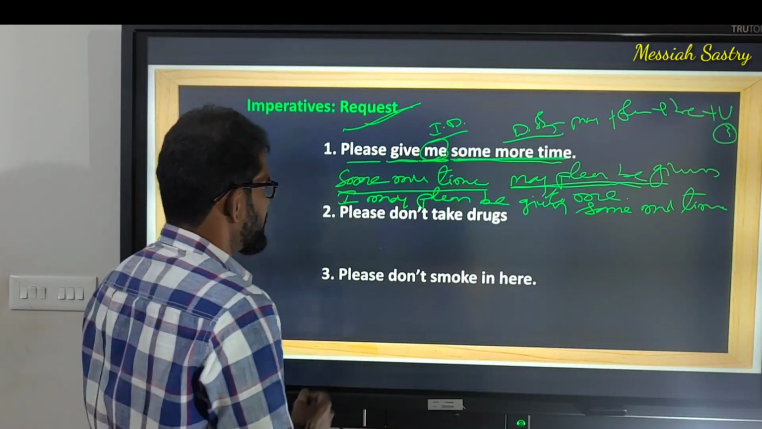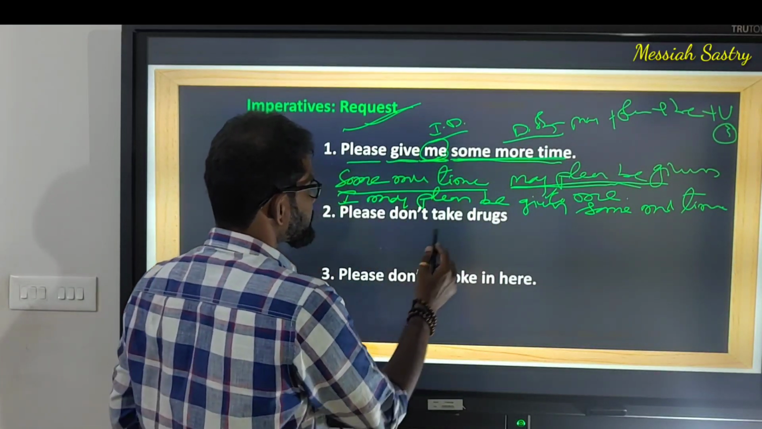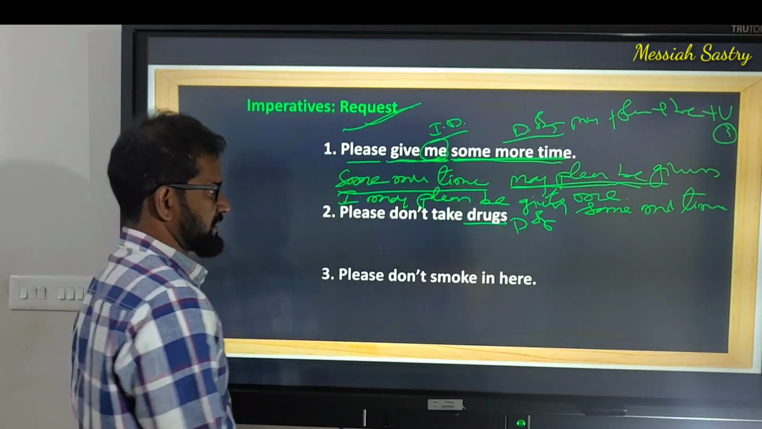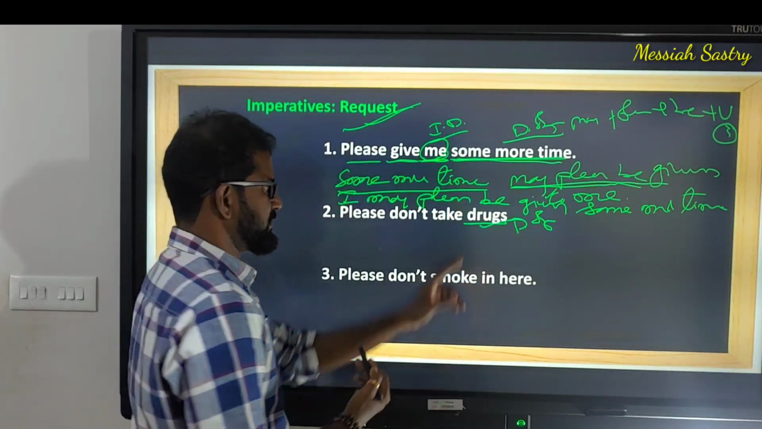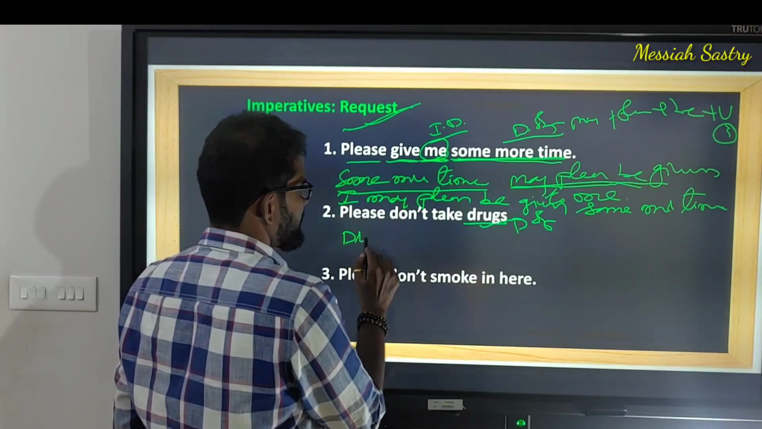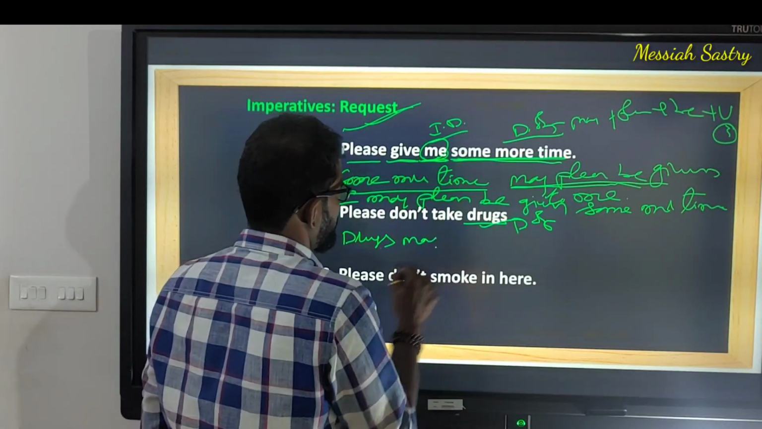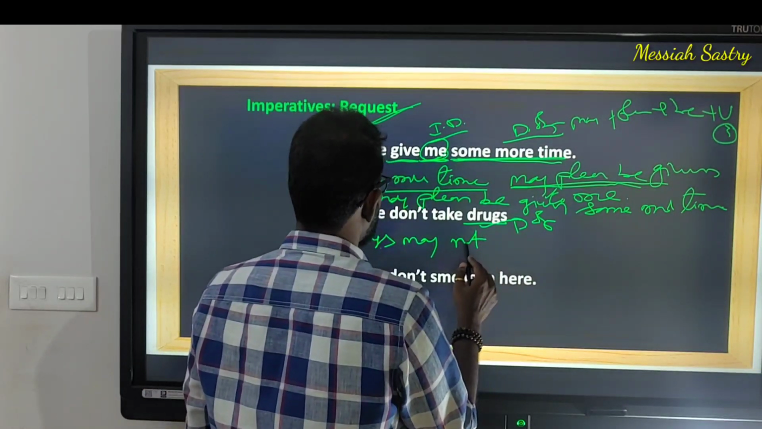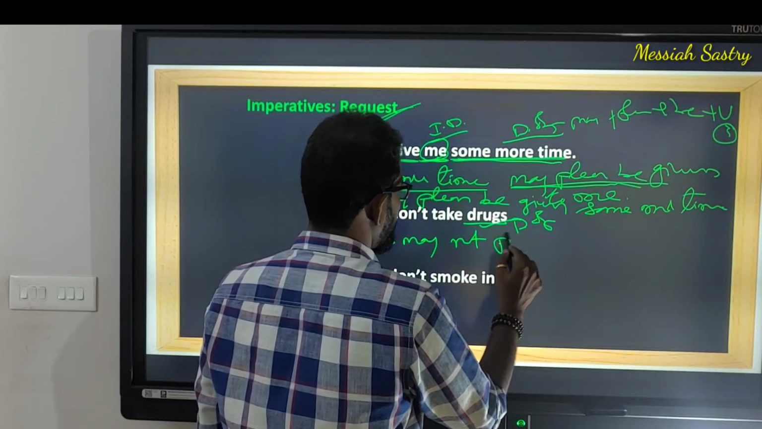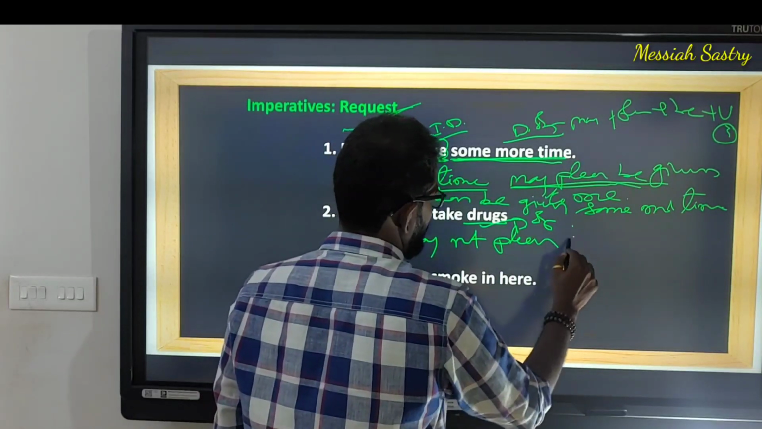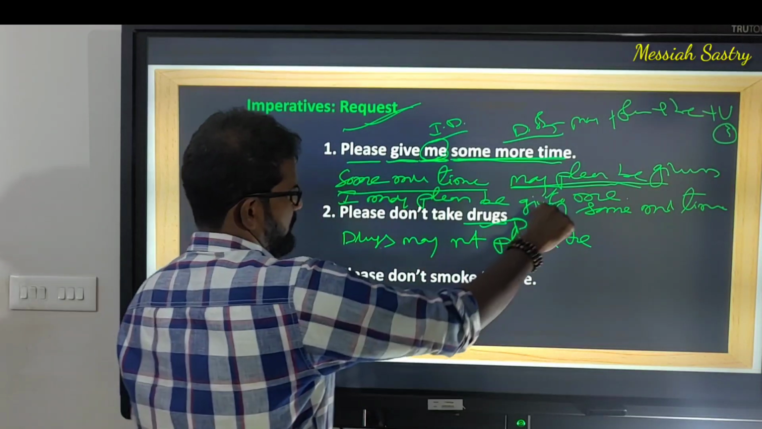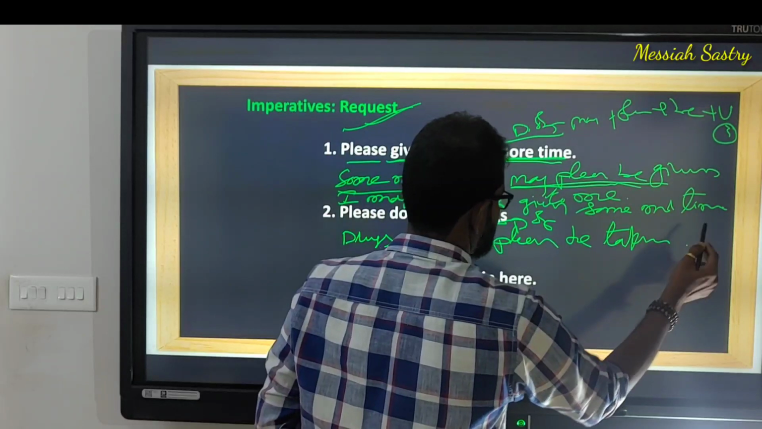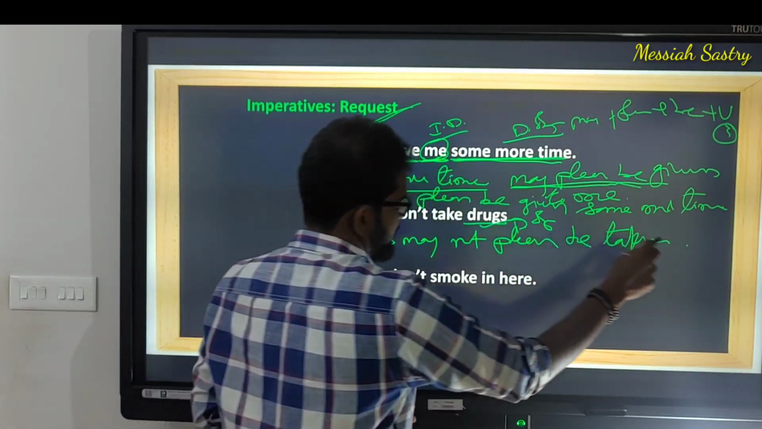Right, look at the next example. Please don't take drugs. Drugs: there is only a direct object, so we don't have an indirect object. Then there is only one possible answer. Write with drugs first. Drugs may not please be taken. So drugs may not please be taken.